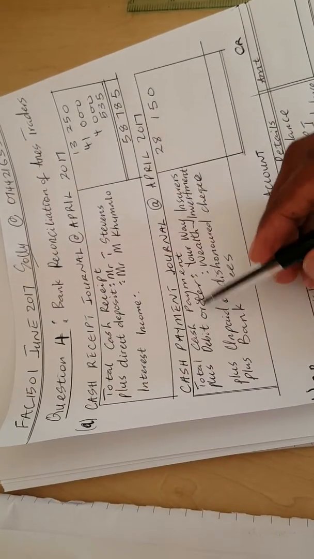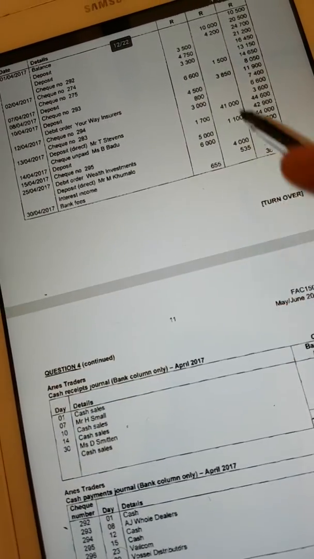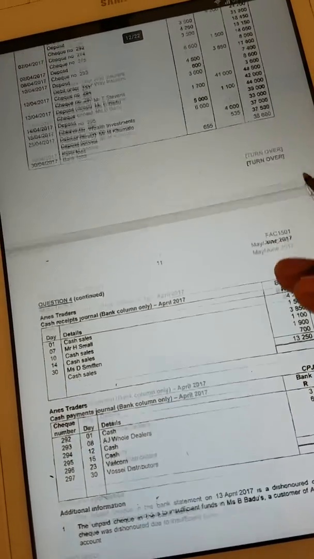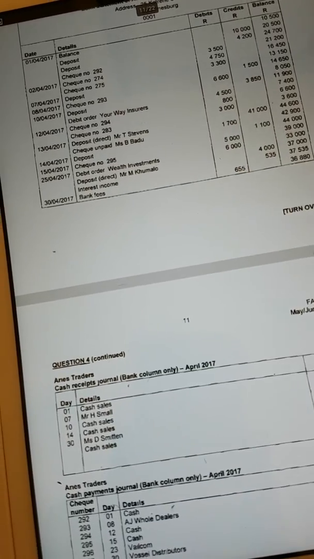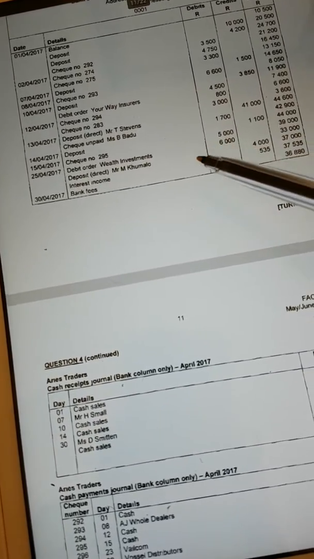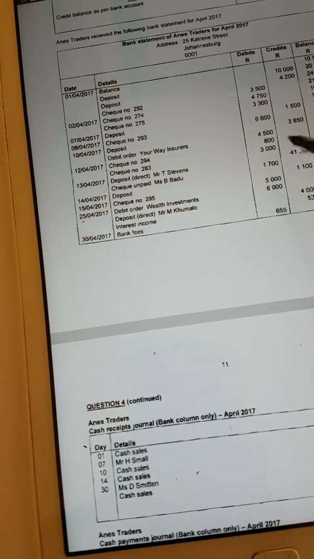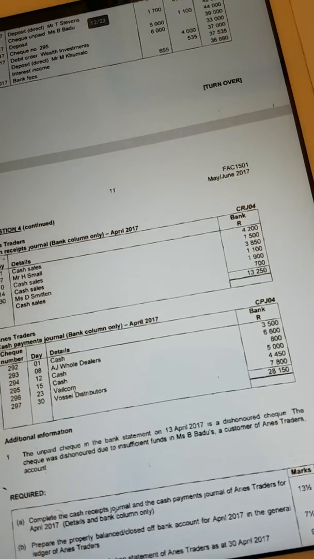You add with the direct deposit. So what you're going to add with here, these are the items on the debit side of the bank statement, and these items basically didn't appear on the cash payment. For instance, we have bank fees of 655 is not there. Debit order of wealth investment of 6,000 is also not there, and the other debit order of your way insurance 4,500 is also not there. So all of them, they're not here, so we add them.